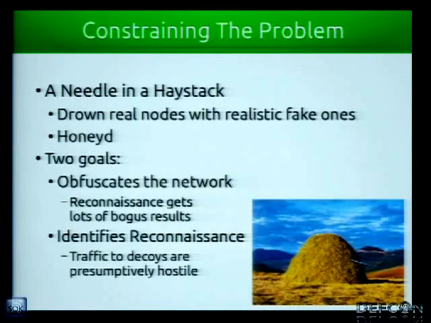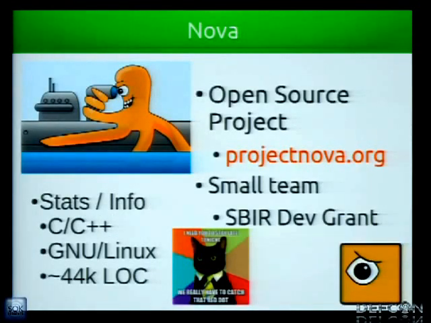So not only does this give us a leg up in trying to discover reconnaissance, but there may be a certain telltale, I don't want to say signature, but overall traffic pattern to reconnaissance that's really hard to get away from, or perhaps impossible. So this is our free software tool that we have to do all the things that we're going to be talking about. It's called Nova. We can get our source code at projectnova.org.